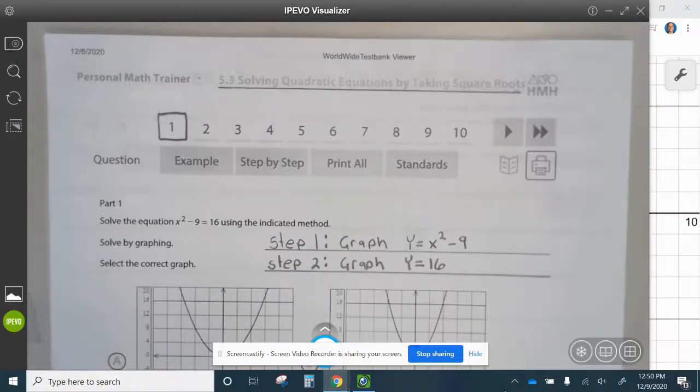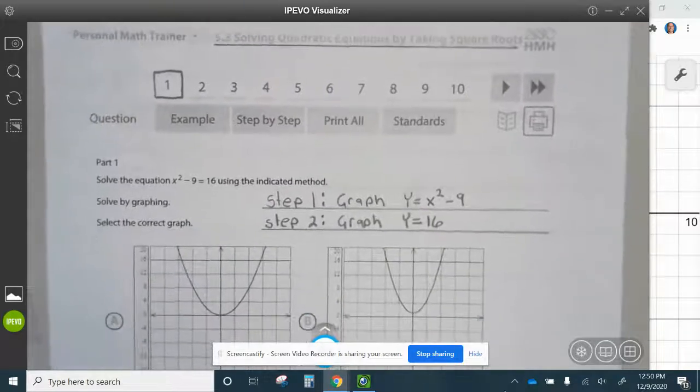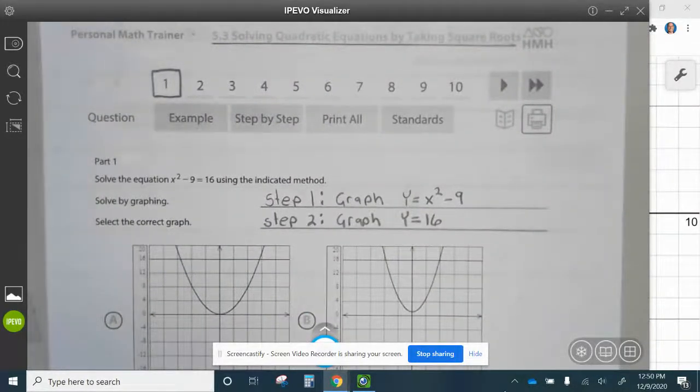Okay, Wildcat. So we're going to 5.3 solving quadratic equations by taking square roots assignment tutorial. Question 1. Solve the equation x squared minus 9 equals 16 using the indicated method. Solve by graphing. So we're going to use Desmos.